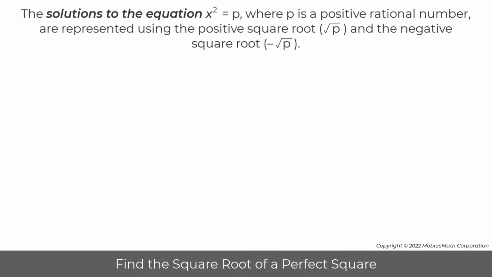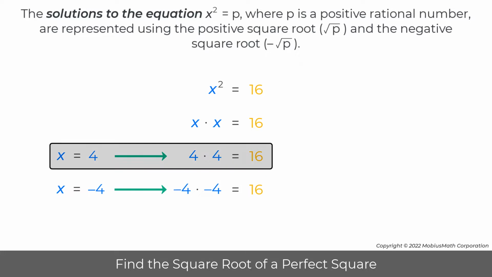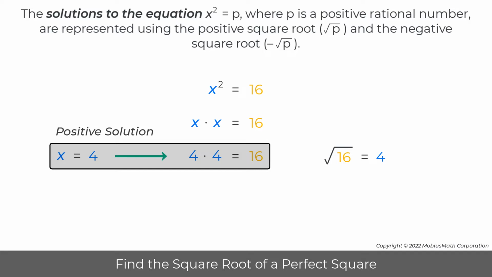The solutions to the equation x squared equals p, where p is a positive rational number, are represented using the positive square root and the negative square root. For x squared equals 16, both x equals 4 and x equals -4 make this equation true. Because x equals 4 is the positive solution, the square root of 16 is 4.